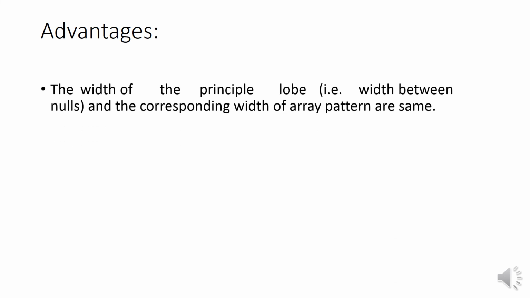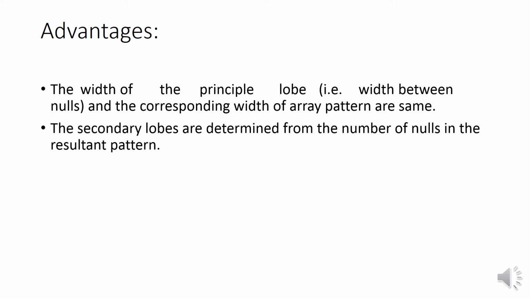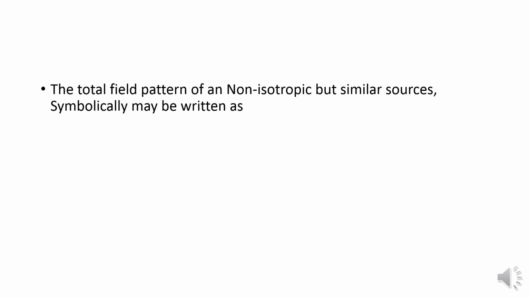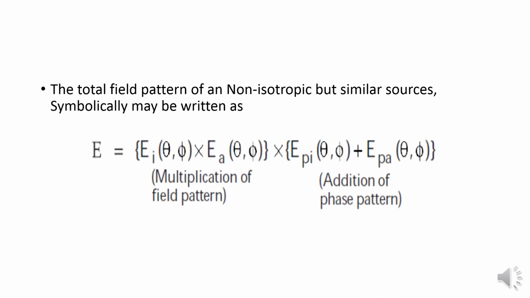So now let's see the advantages of pattern multiplication. The first point is the width of the principal lobe, that is the main lobe. The width between the nulls and the corresponding width of the array pattern will always be the same. The second advantage is that the secondary lobes are determined from the number of nulls in the resultant pattern. Third, the total field pattern of a non-isotropic but similar source can be symbolically written as E is equal to E_i of theta comma phi into E_a of theta comma phi, and the phase pattern is E_pi of theta comma phi plus E_pa of theta comma phi. This is multiplication of the field pattern and addition of the phase pattern.